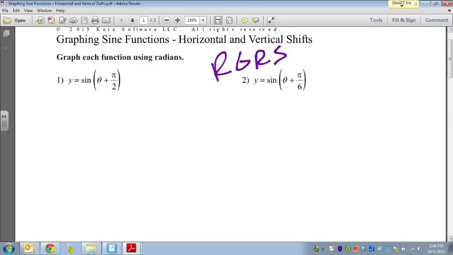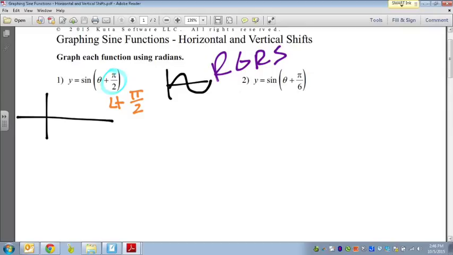We know that's what it looks like. I'll make a smaller picture. But I notice that there is a shift. It says plus pi over 2. With theta or x, if it says plus, we usually think that's to the positive, to the right. But we do the opposite, so that means we actually go to the left, pi over 2. That's my new starting point when I graph.